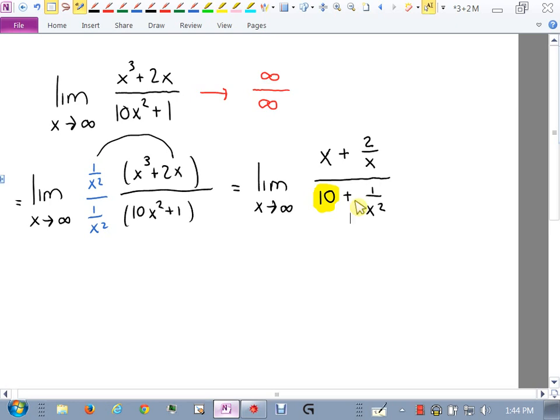Okay, something weird happens. X goes to infinity. What happens right here? X is infinity, right? So I have what? Infinity plus, where does this go? Fixed over infinity goes to 0 over 10 plus 0, right? Which is really like infinity over what? 10. What do you think that's headed towards?